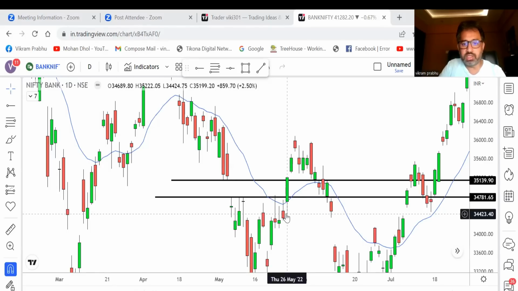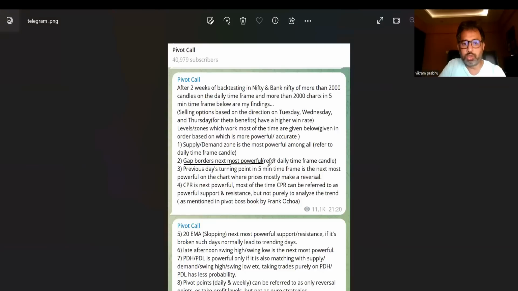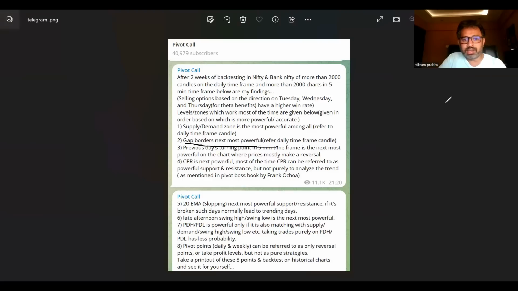And you can see that finally on this day, that is 26th May 2022, that gap was broken. And once it was broken, how big that move was, right? How big that candle was. If you had traded this day, going long once the gap border was broken and keeping a target on another gap border here, that would have given you good profit by going long on breaking this gap border. So that is what I mentioned here. Gap borders are the next most powerful. Once a gap border is broken, the move can be massive most of the time.